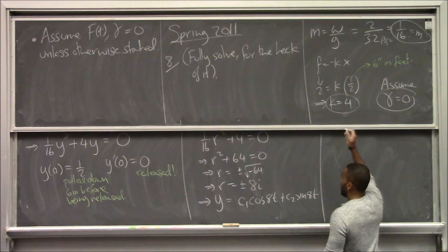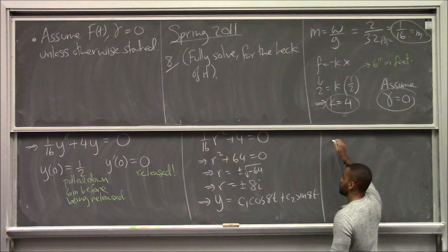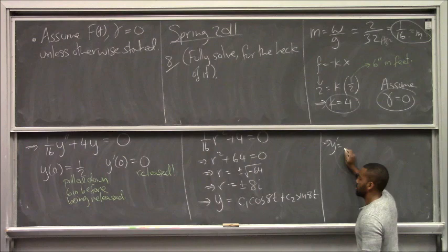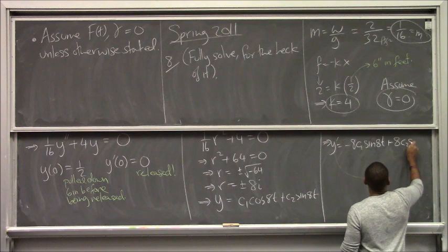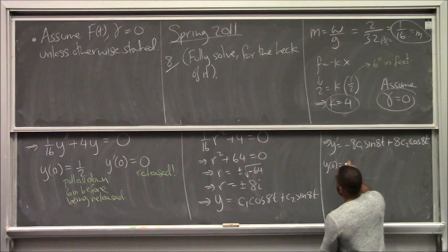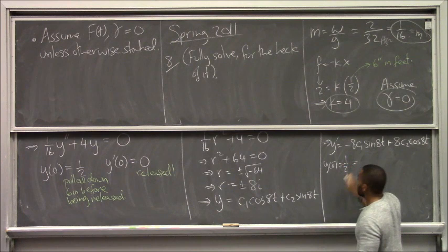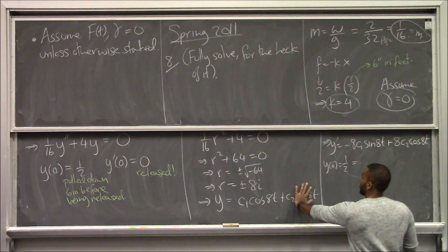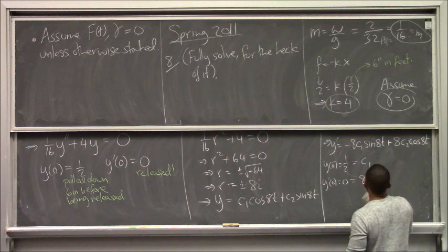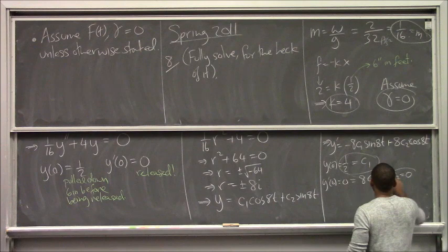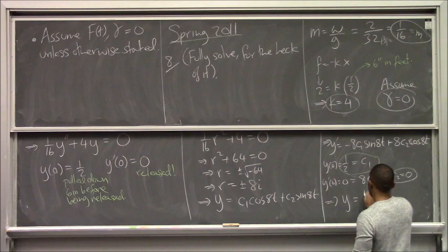And how do you find c1 and c2? You plug in y of 0 and y prime of 0. Y prime would look like negative 8 c1 sine 8t plus 8 c2 cosine 8t. So y of 0 equals a half, so c1 is a half. Plug in 0 here, sine of 0 is 0, so I just have c1. Y prime of 0 equals 0 means plugging in 0 here, I'm going to have 8 c2. So c1 equals a half, c2 equals 0. This means that our y is equal to one half cosine 8t. That's the solution.